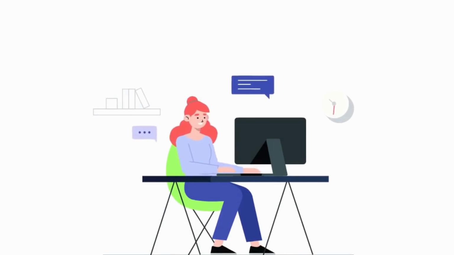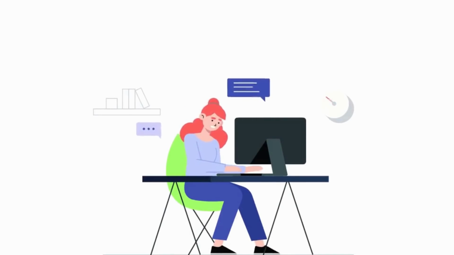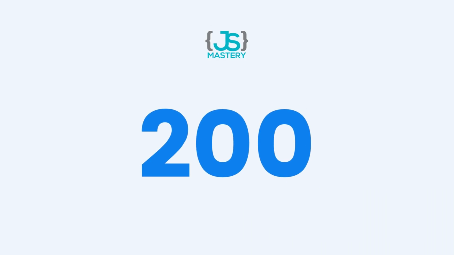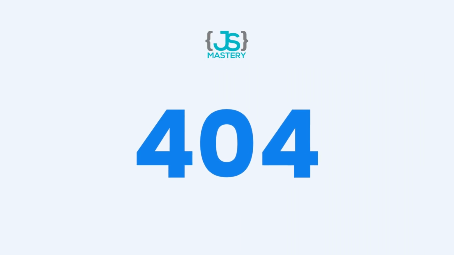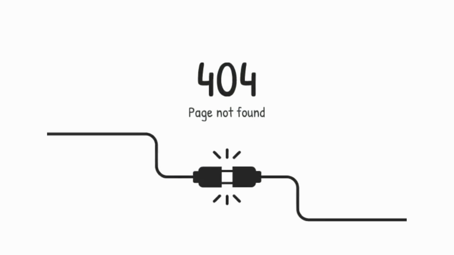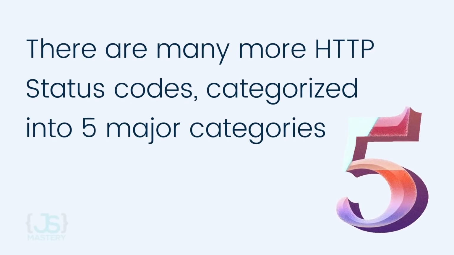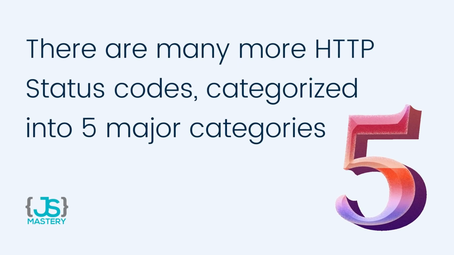Whenever you make one of the HTTP requests, you'll be greeted with an HTTP status code. Some of the most popular status codes are 200, which means that everything went well, and 404, which means that the requested resource couldn't be found. There are many more HTTP status codes categorized in 5 major categories.